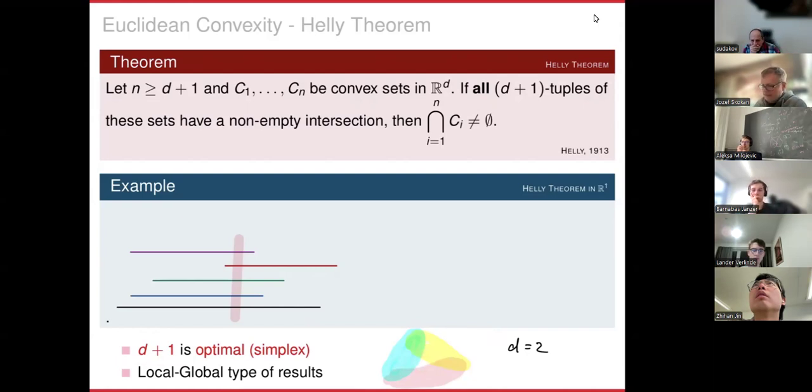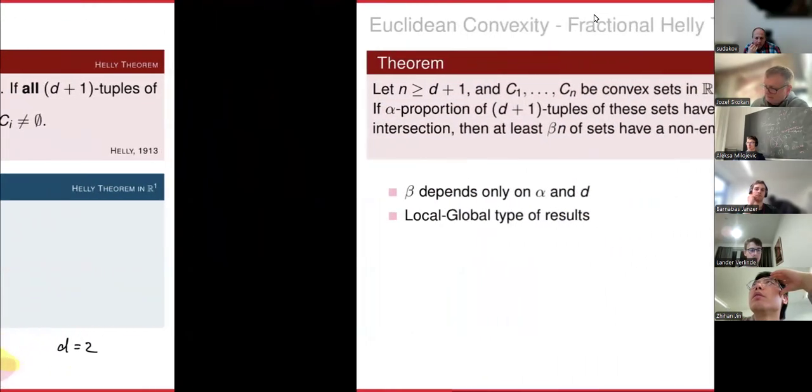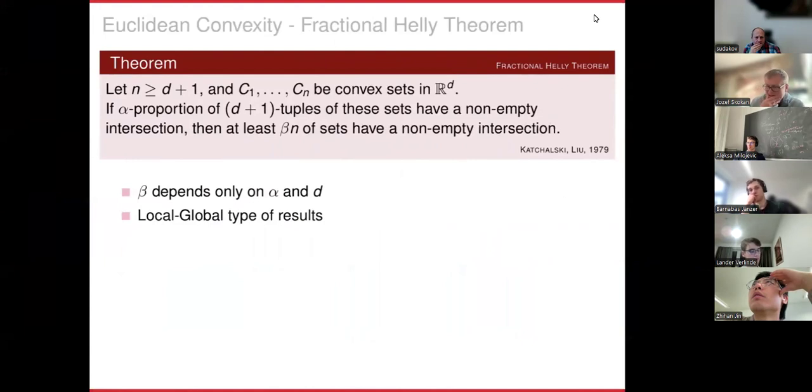Okay, and this is an example of a local-global type of result that we will see throughout this talk. We have local conditions where we just check locally some information about the tuples, and we want to deduce something global. In this particular case, it will be that they all intersect. All right, so one can do more here.